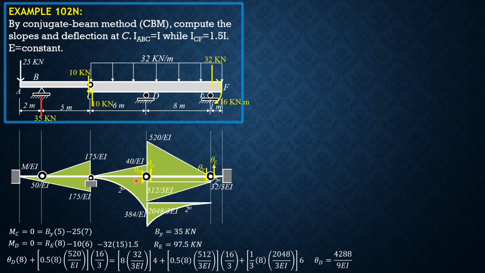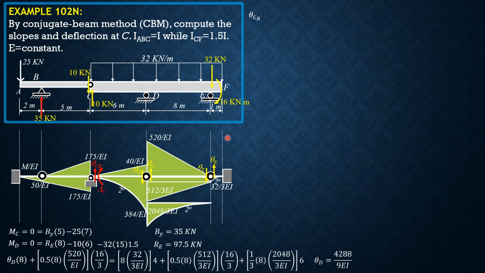Having found theta D, let's consider CD. So we have theta C right and delta C. If you look at the figure, delta C is common, but the slope just to the left and just to the right are expected to be different. So these are the positive directions of slope and deflection.